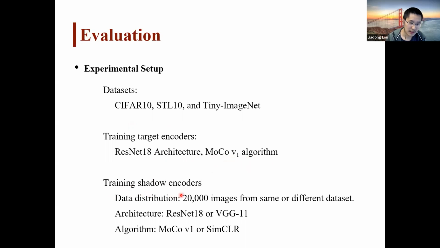When they train the shadow dataset, based on whether they have these three kinds of knowledge, they use different strategies. They choose 200 images from the same or a different dataset and split these 200 images equally into two 100-image sets for the members and the non-members.